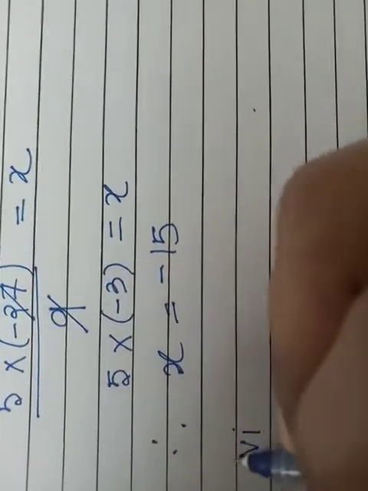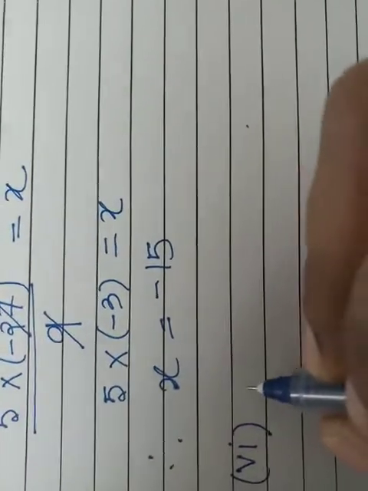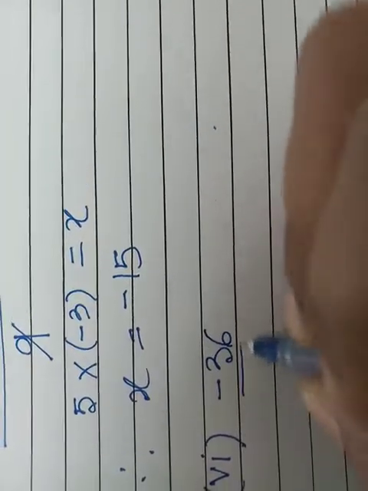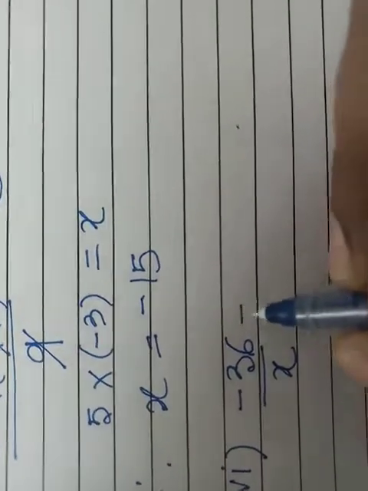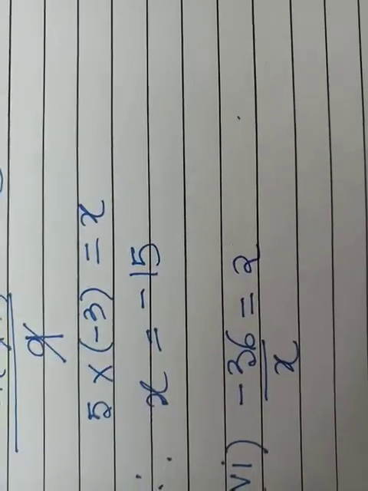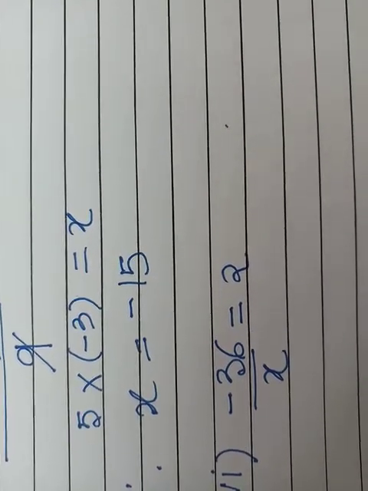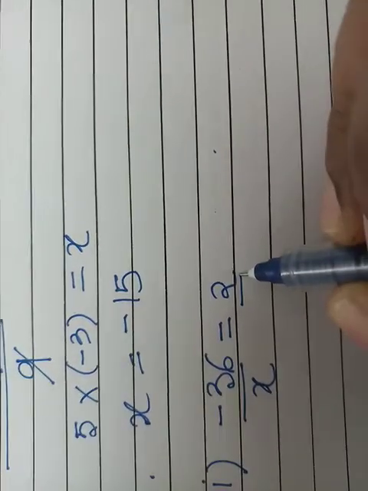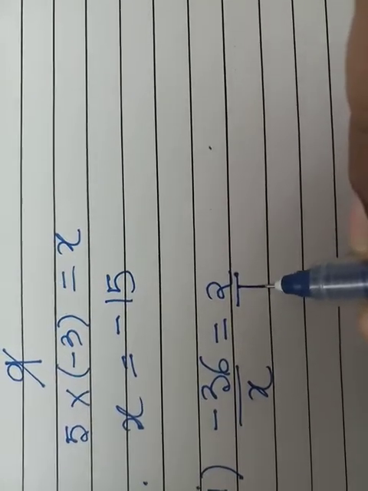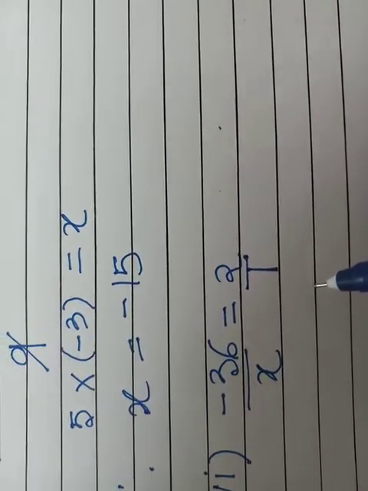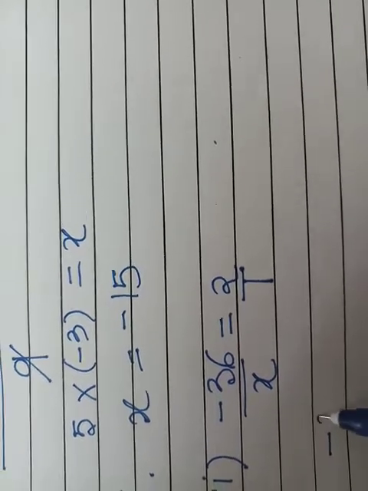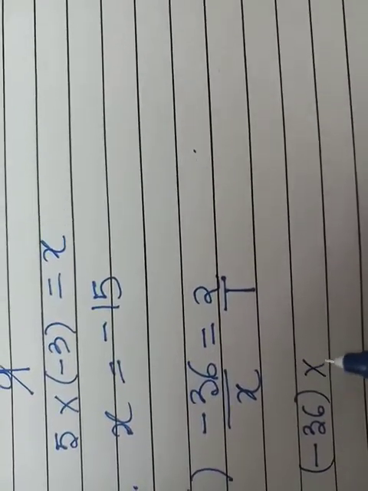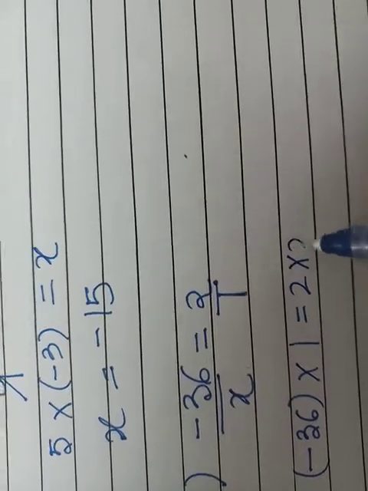Okay, then I come to the sixth part of question number 15. It is given minus 36 upon x is equal to 2. Again, it is of the same rule. Nothing is there in the denominator, then we know very well what it is. It is 1. So I write for your better understanding 1. Okay. Now we cross multiply, that is minus 36 into 1 is equal to 2 into x.